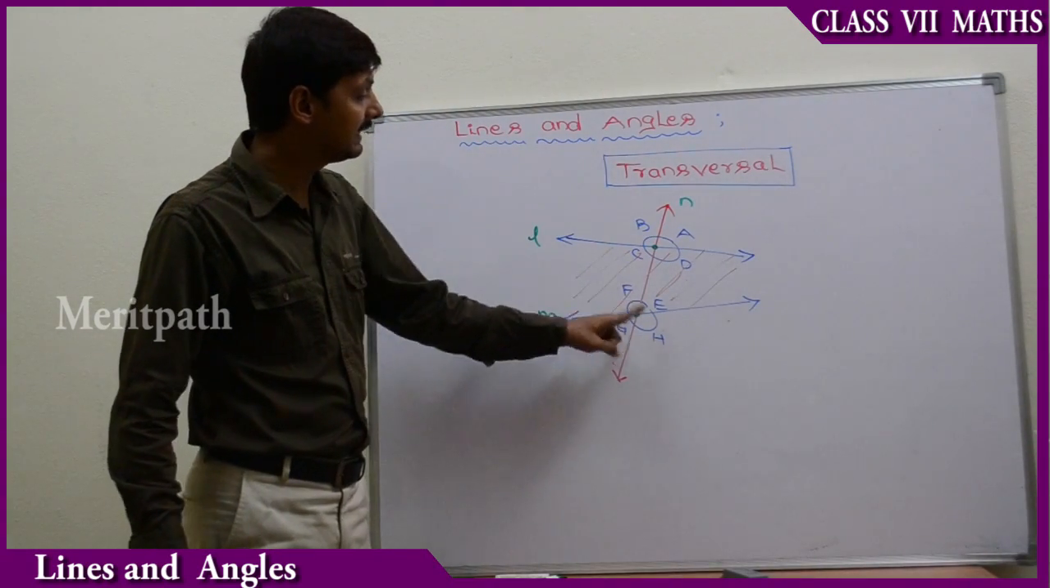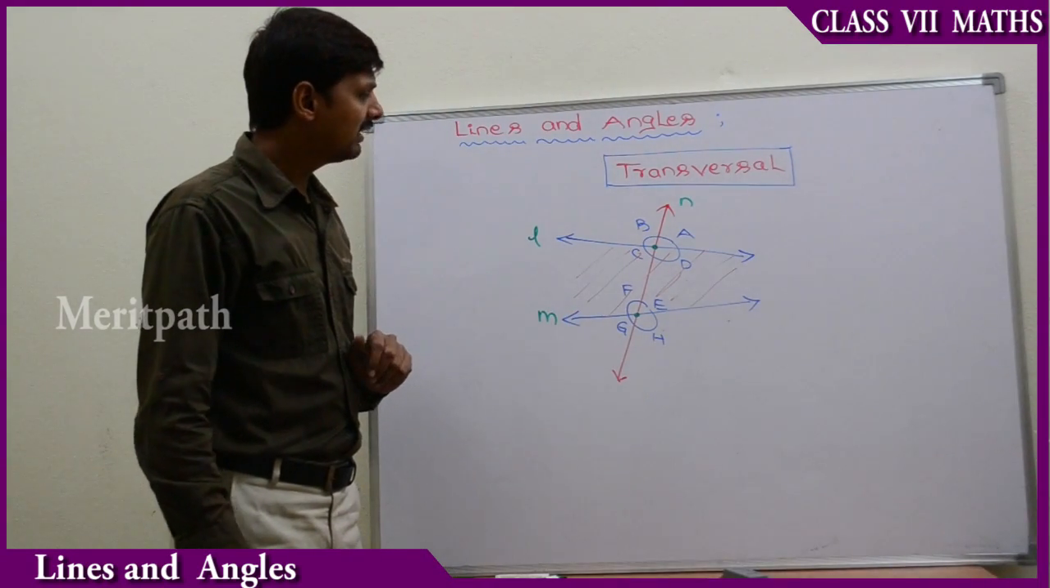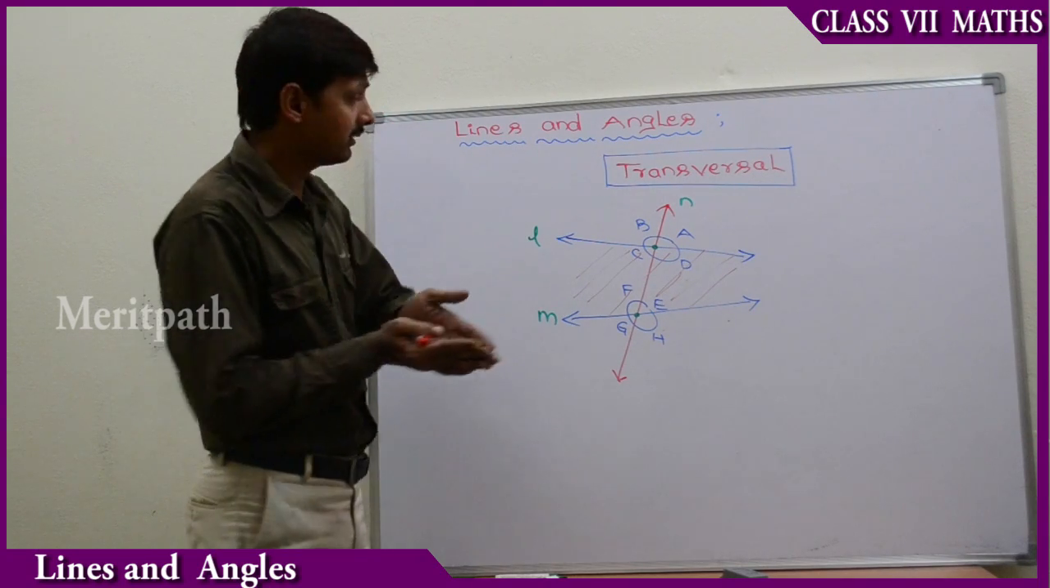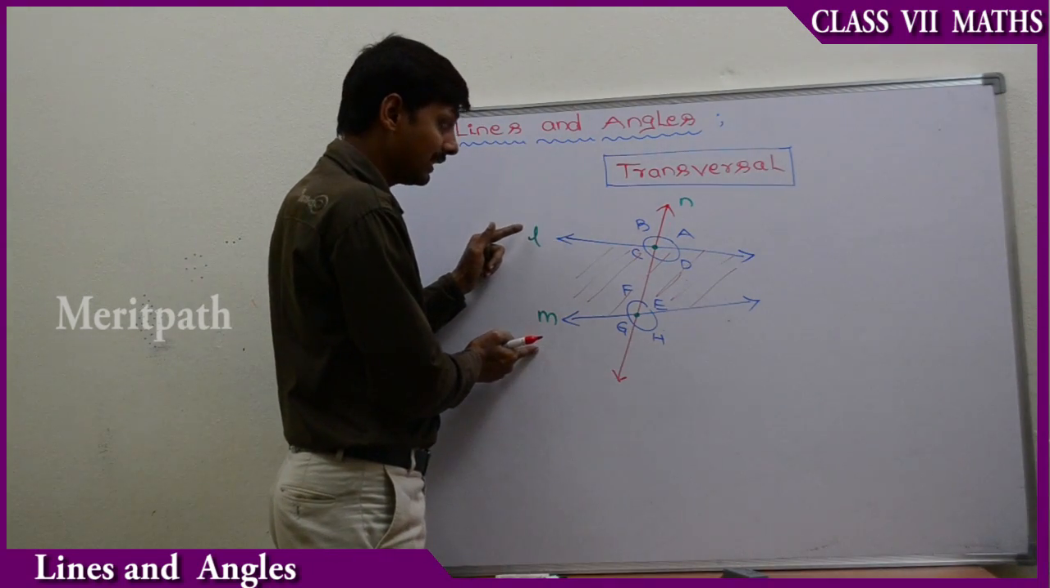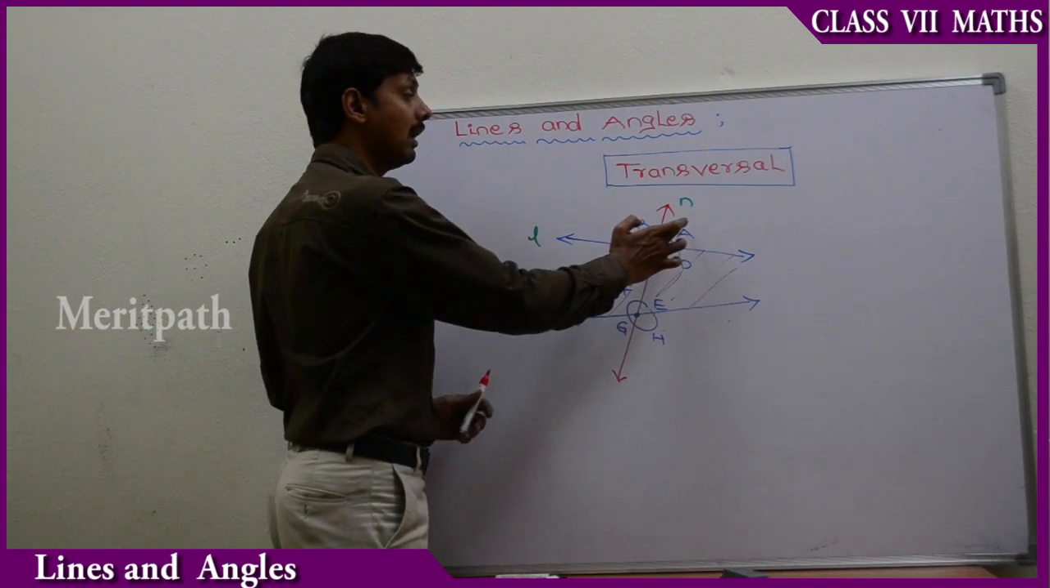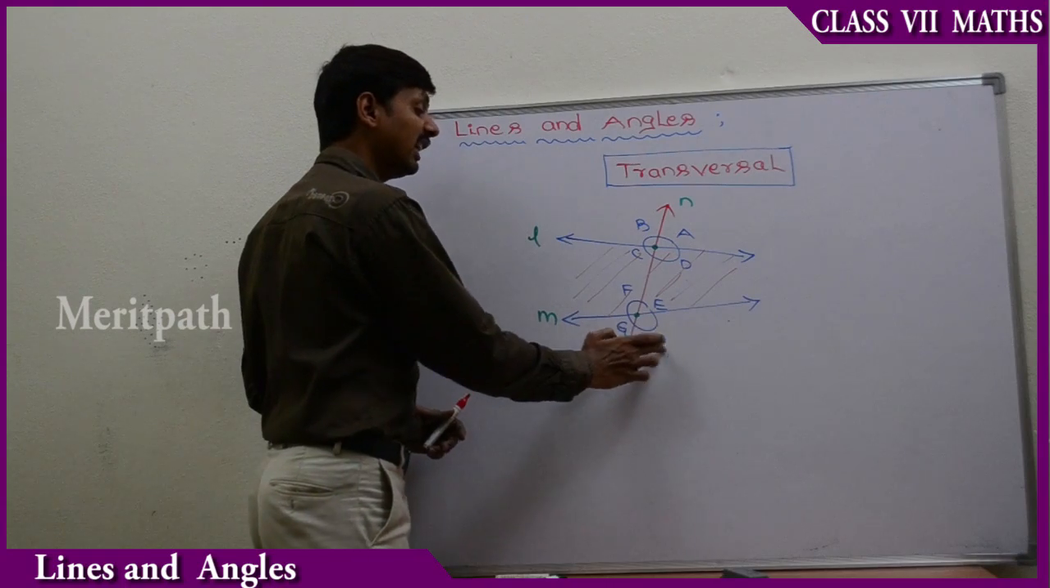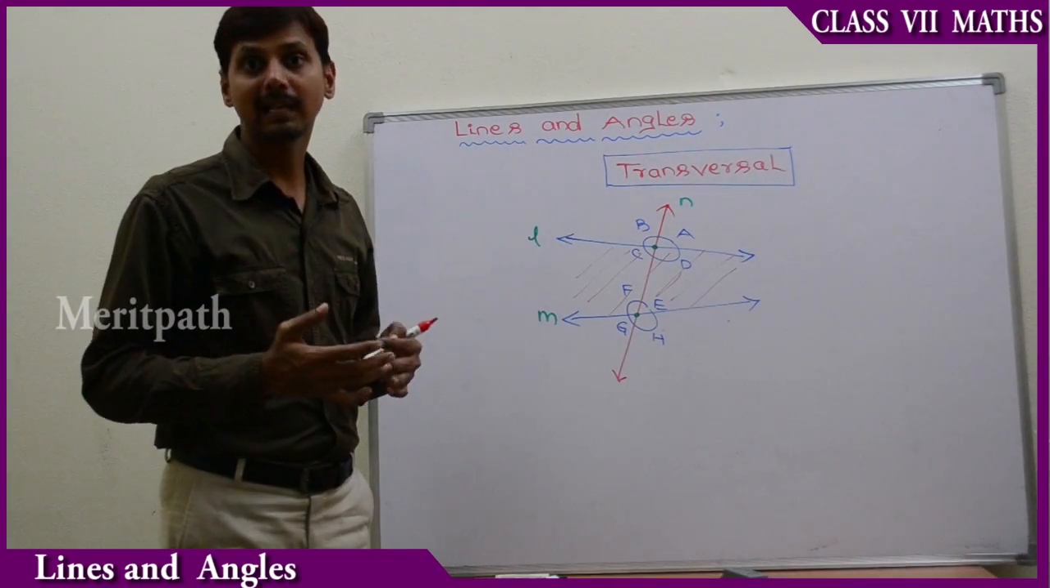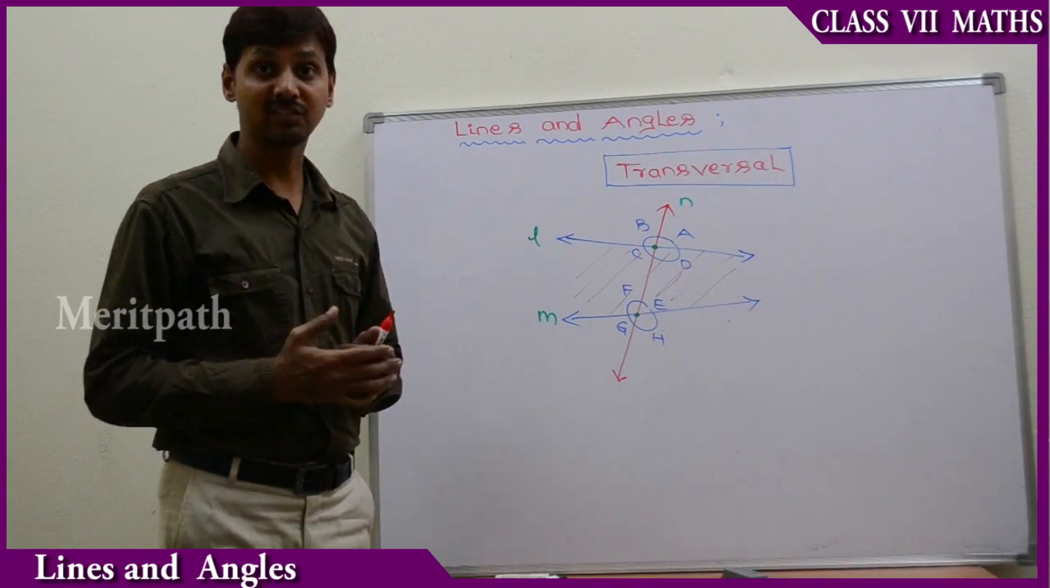So these four angles, C, D, E, F, are called interior angles, and the angles which are outside of the two lines L and M, that are A, B and G, H, are called exterior angles. So, interior angles and exterior angles.